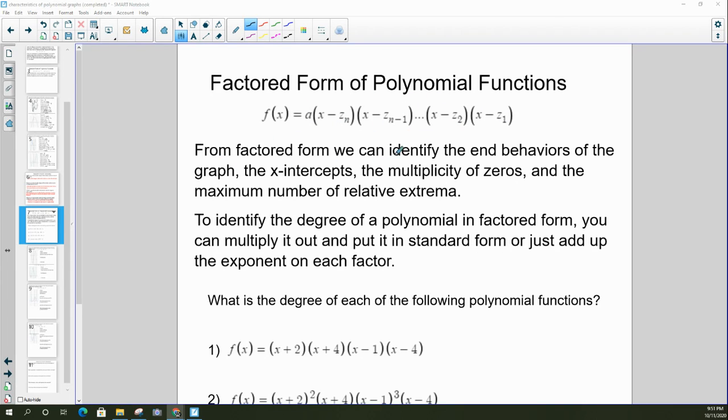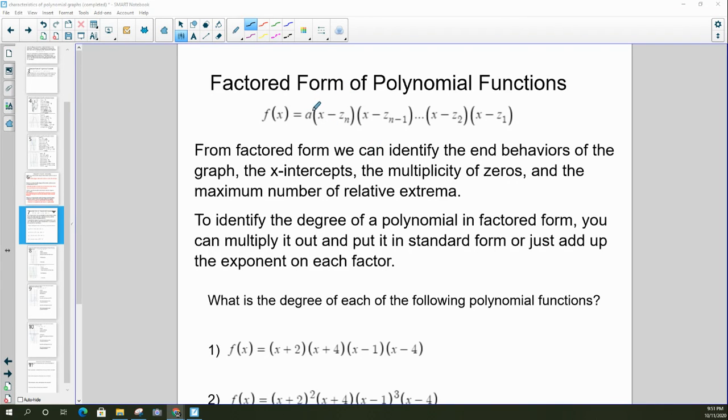And these are all going to relate back to the x-intercepts. So from factored form, we can identify end behaviors, just like standard form. X-intercepts: what makes each factor 0? The multiplicities of zeros, something that we have not looked into in the other polynomials. What if a factor is repeated more than once? What's that going to do to the zeros or the x-intercepts? And the maximum number of relative extrema. So end behaviors and extrema all depend on the leading coefficient and the degree. So I still have a leading coefficient, and I still have a degree.